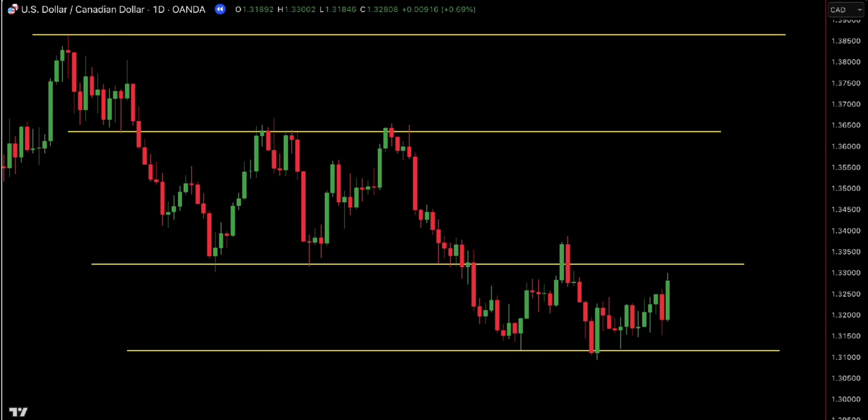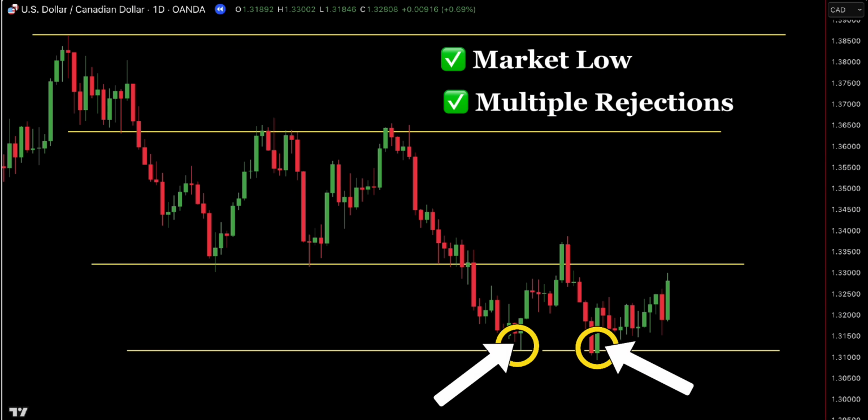Finally, moving further down, we identify the lowest level in the market. This level meets the following criteria. Market low, this is the lowest point price has reached. Multiple rejections, the price was rejected twice from this level. Obvious level, easily identifiable at a glance.